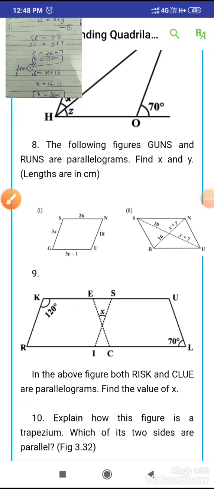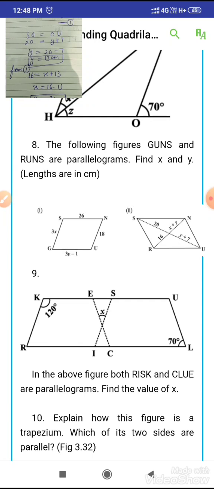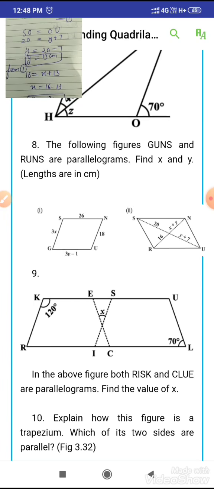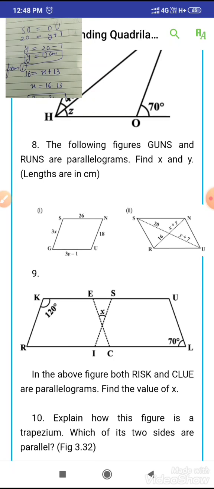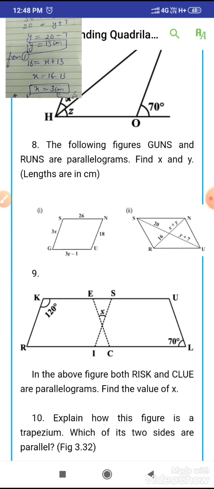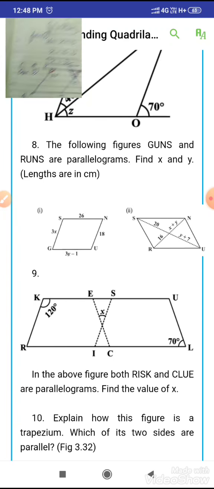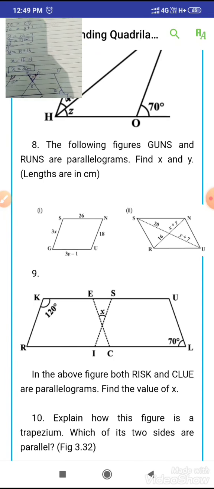SO is equal to OU, and put the values of SO and OU here. The value of SO is 20 and the value of OU is y plus 7. From here we can calculate the value of y, and it is 13 centimeter. Now put this value of y in equation number 1 and from here we can calculate the value of x, it is 3 centimeter.